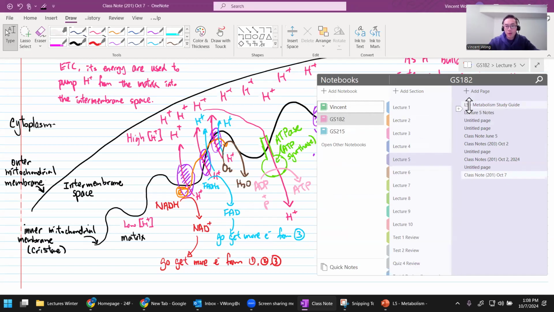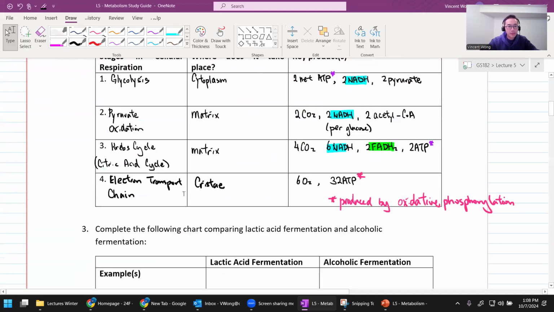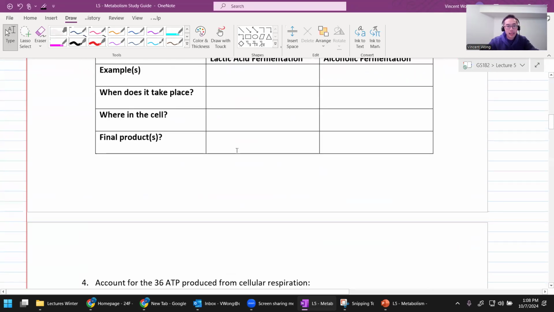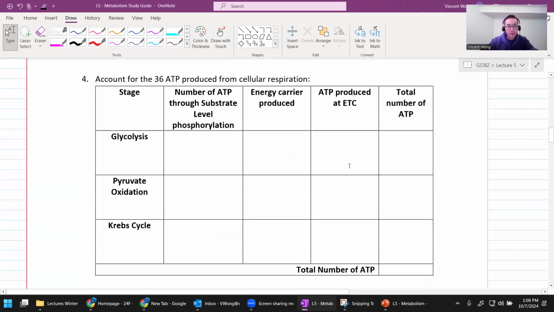So let's go back to our study guide here. And we have this table. I want to show you where the ATPs all came from. I'll give you a moment to get that.